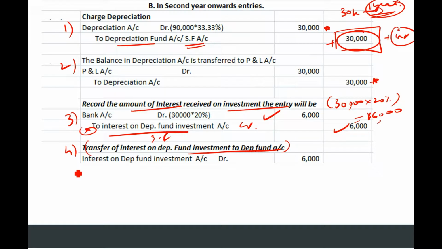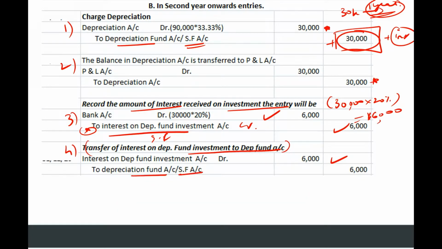So the entry will be interest on depreciation fund investment account debit to depreciation fund account, or you can say sinking fund account. If you see this, we are just reversing the entry. This amount was supposed to be in profit and loss account, but we are transferring it to the depreciation fund account or sinking fund account. So in short, whatever entries are related to the asset need to be transferred to the depreciation fund, or you can say sinking fund account.